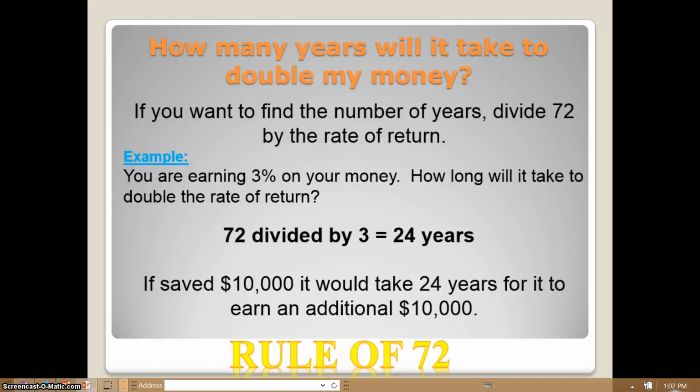So if you're earning 3% on your money at a savings account, how long will it take you to double at that rate of return? All you have to do is take 72 divided by 3, and it'll take you 24 years to double your money. So if you save $10,000, it would take you 24 years for it to earn an additional $10,000, giving you $20,000 total. So it would take you 24 years based on the rule of 72.